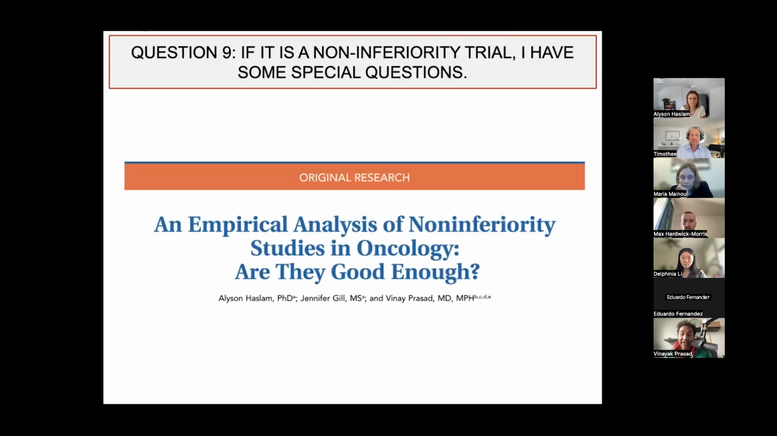To run a non-inferiority study, your new drug has to be either cheaper, more convenient, or less toxic than the old drug. When Allison and I looked at these studies, we found that many times the new drug is just as expensive, just as toxic, and just as inconvenient. In other words, why do you need to run a non-inferiority study if you have no other advantage? You should run a superiority study.